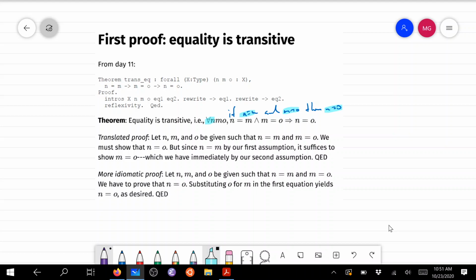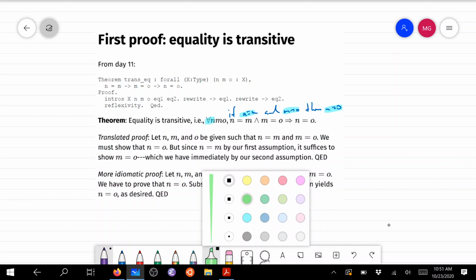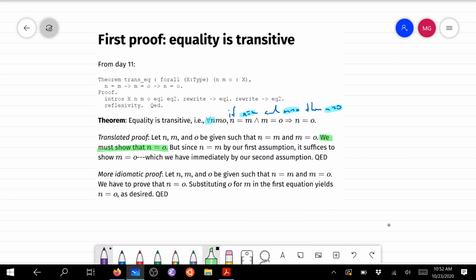So throughout, we'll do things like saying we must show. Let me get that a little clearer. Maybe do a different color. This, we must show. So that we must show is stating the goal. Right? We can see it again here.